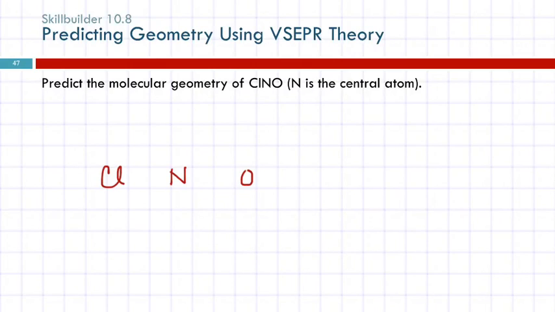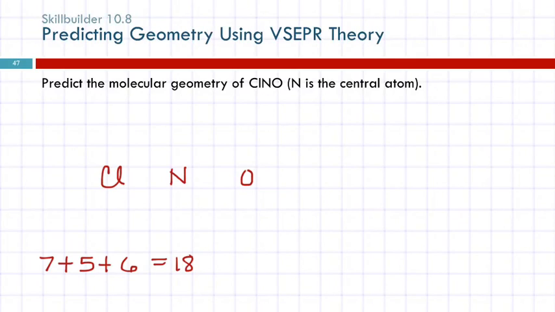So we look at chlorine and find it in the periodic table. It's in group 17 or 7A, and so that means it has 7 valence electrons. So we've got 7 for chlorine. What group is nitrogen in? 5A, or 15, so it has 5. And how many valence electrons does oxygen have? 6. So I think that adds up to 18.